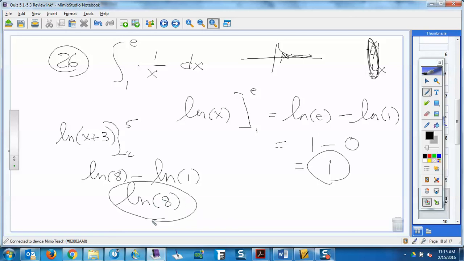So ln 8. Now I would accept that. If you check it on your calculator, I think it gives you 3 ln 2. Why would it give you 3 ln 2? Because 2 cubed is 8, and it brings the 3 down. I think if you type this integral into your calculator, it'll give you 3 ln 2. Okay? But ln 8 is fine with me. Okay, and it's no calculator. This quiz tomorrow is no calculator, so you would just leave it like that. Okay? All right, any others on that page?